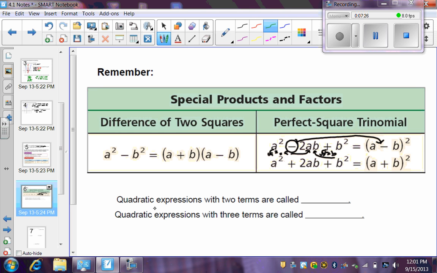And a refresher of two vocabulary words: polynomial expressions with two terms are called binomials, and polynomial expressions with three terms are called trinomials.